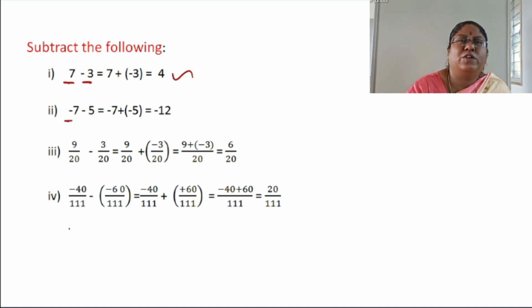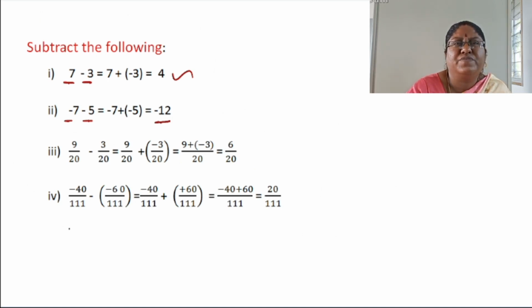Next, take 7 black coins and 5 black coins. Join them. How many black coins will you have? 12 black coins. But how will you do it by the procedure? Keep the first number minus 7 as it is. Subtraction will become plus. The second number plus 5 will become minus 5. Now minus 7 plus minus 5. Join it and write it.